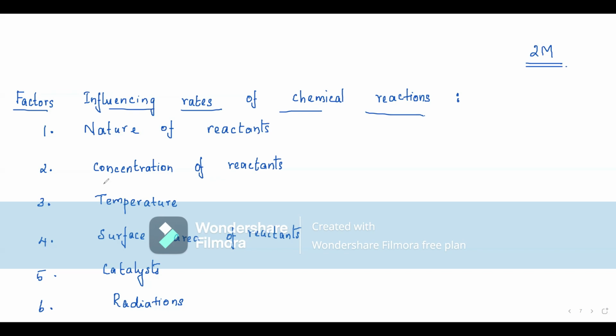Concentration of reactant. This is very simple. The more the number of moles of reactants that you have taken, the more will be the rate of the reaction. More concentration simply means the number of collisions between the reactants is more. The interaction between the reactants is more, and as the interaction between the reactants increases, the speed of the reaction will also increase.